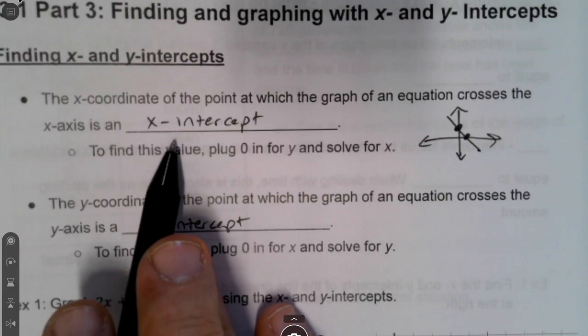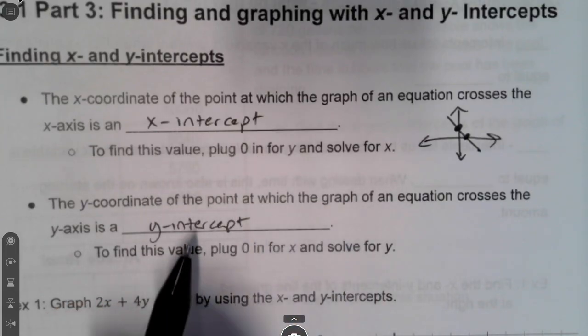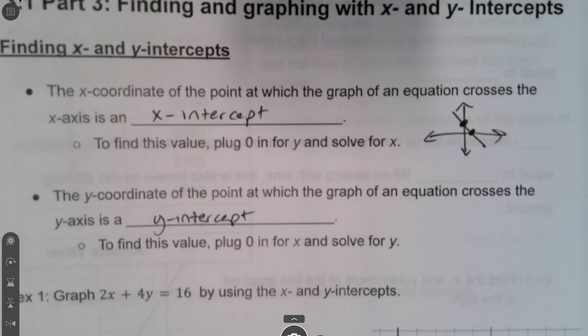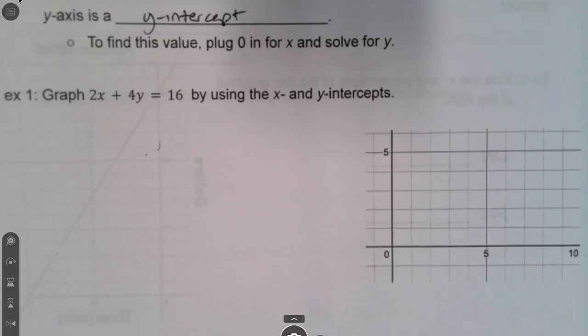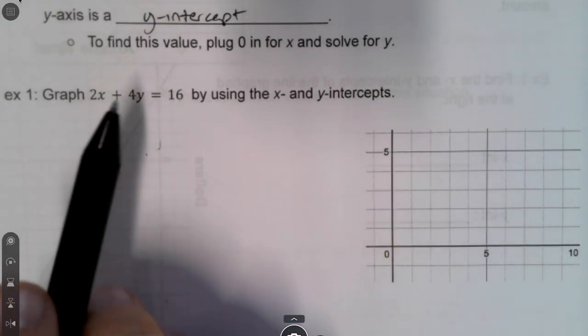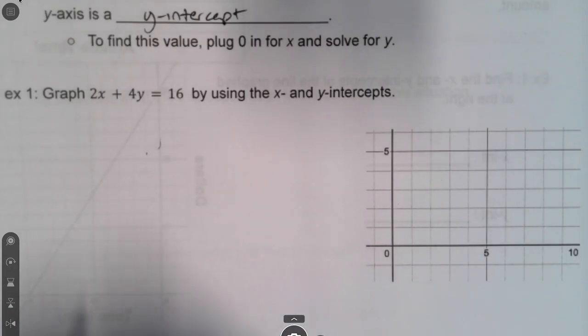Whenever you want something from the x, treat y like nothing. Treat it like 0, solve for x. When you want something from y, treat x like 0, and solve for y. Graph 2x plus 4y equals 16 by using the x and y intercepts. Often when the book or quizzes or tests ask us to do this, it will be in standard form. But that's not required. They could give this equation to you in any form they want, and you could find the x and y intercepts.